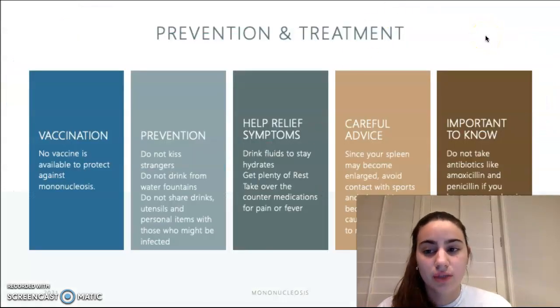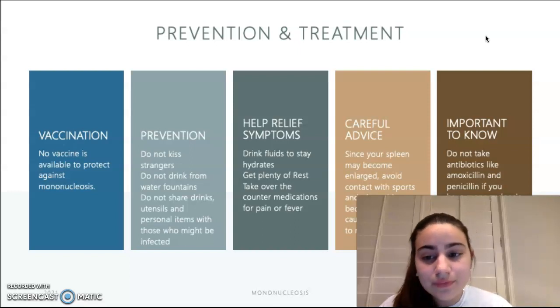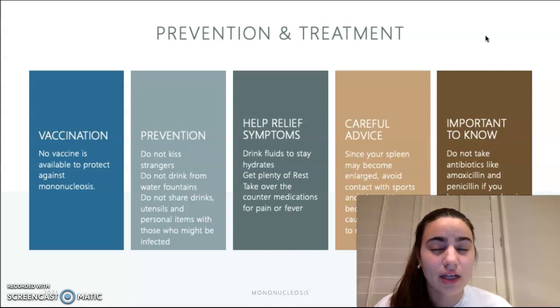Next, for prevention and treatment. Unfortunately, there's no vaccination for mono, so you have to protect yourself in other ways. Some prevention tips that I would give: do not kiss strangers, do not drink from water fountains, and do not share drinks, utensils, and personal items with those who might be infected. I know it's called the kissing disease, but it's spread through saliva and you can get it from water fountains. So please do not drink out of a water fountain.